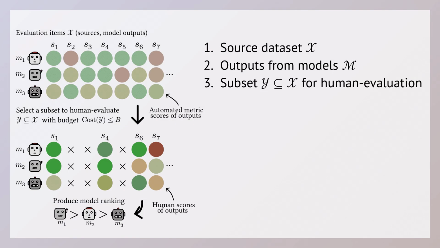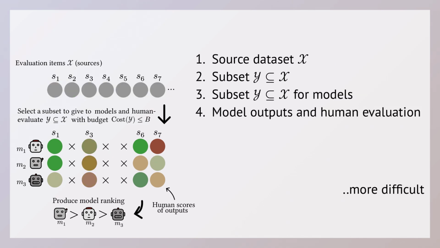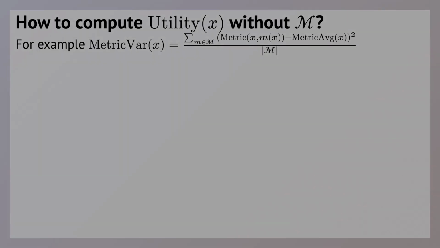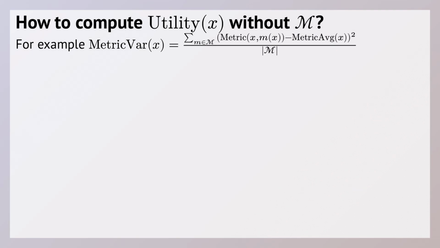So far, we assume that we know the set of models M at the beginning, and we also have their outputs. In practice, that might not always be viable if the original set X is so massive that getting all outputs from all models is computationally too expensive, or if we are creating a benchmark that we don't know which models it's going to be used on. To this end, we also consider a setup where we just have the inputs, and we want to select the most informative ones. At first, this looks impossible, because for all our utilities, we need the model outputs, like for metric variance. We offer two solutions.